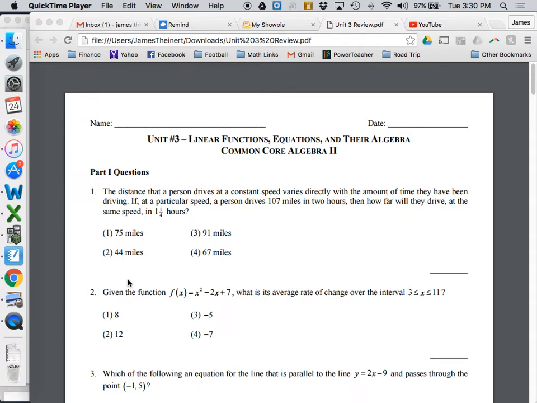Trying a new recording method for today using my smartboard rather than my iPad. Just going to answer these questions for you about linear functions, and hopefully we don't have any more questions with linears. We'll move on with our review tomorrow.